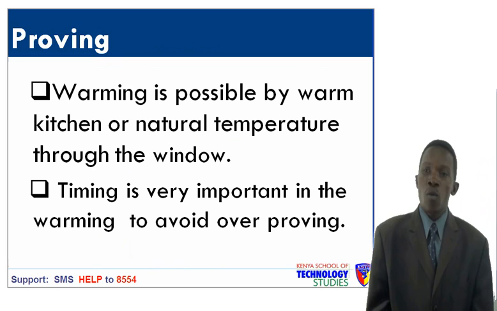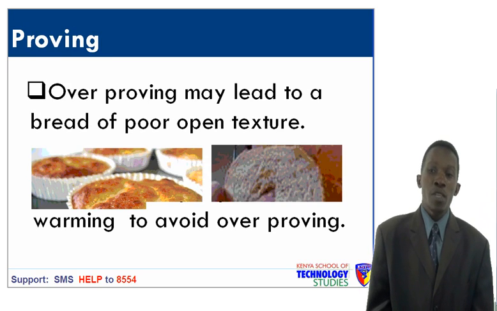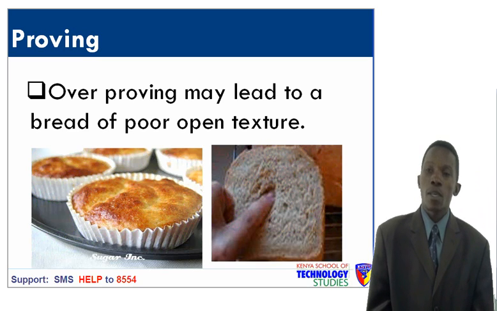Warming is possible by a warm kitchen or natural temperature through the window of the kitchen. So you just leave it in the open area with the warmth in the room, and then you find the size of the balls will increase to almost double the size. Timing is very important in the warming process to avoid overproving.